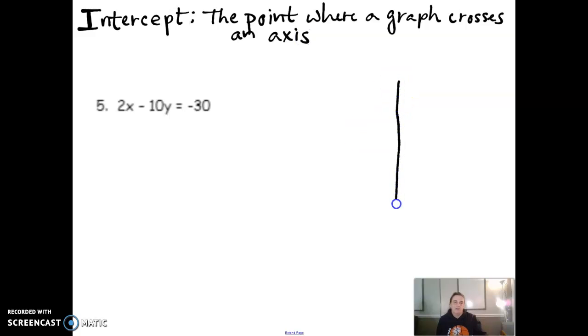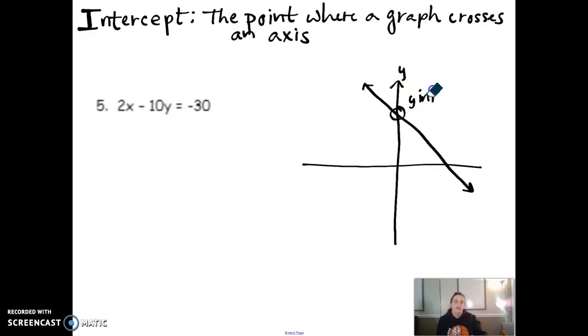So if we have a quick picture of a graph here, and I draw a line through there. This point here, where it crosses the up and down, or the y-axis, that's my y-intercept. And this point where it crosses the horizontal, or x-axis, is called my x-intercept. So the intercepts are the point where they cross the axes.